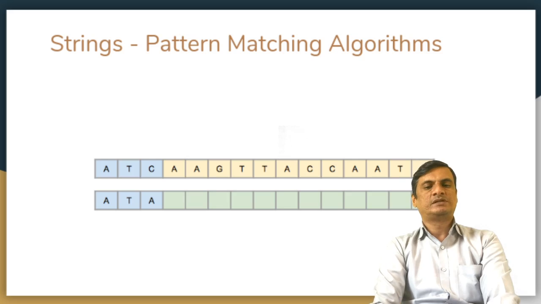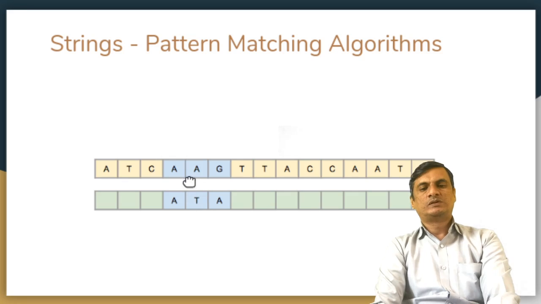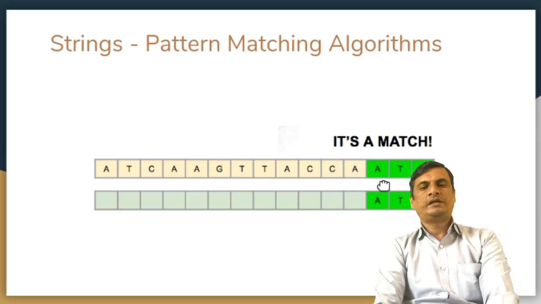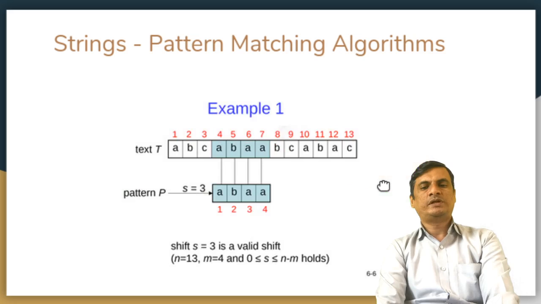Here, when we consider the example, ATA is the substring which we are going to match with the respective positions. ATA is matched with AGT, then with GTT, then TTA, then TAC, then ACC, then CCA, then CAA, then AAT, then finally ATA, where all the respective characters are found. So you conclude that it is found at that position.